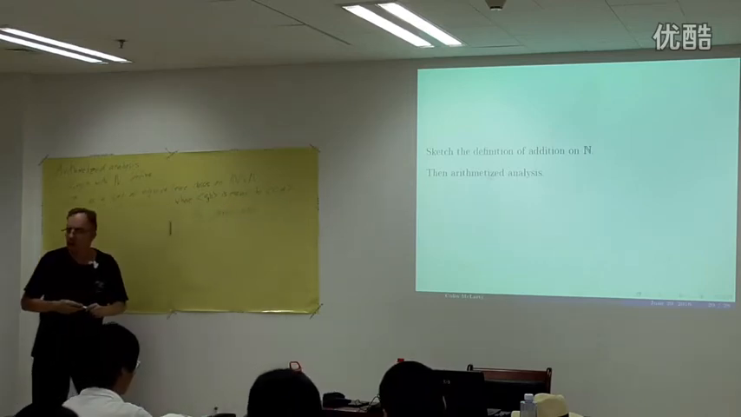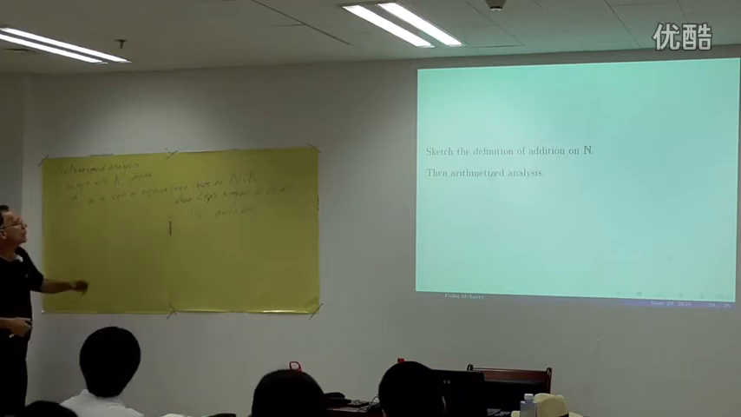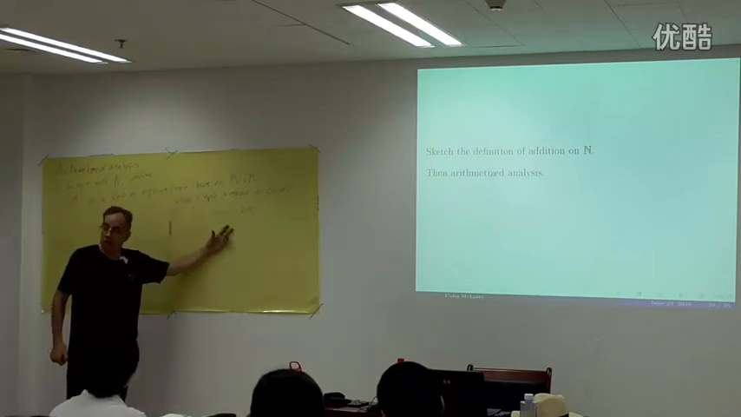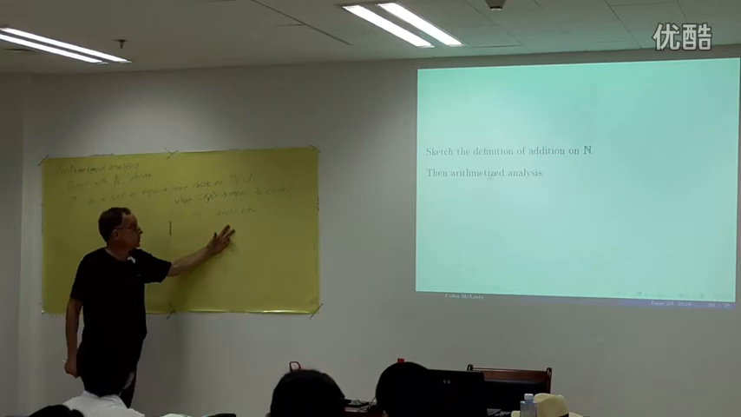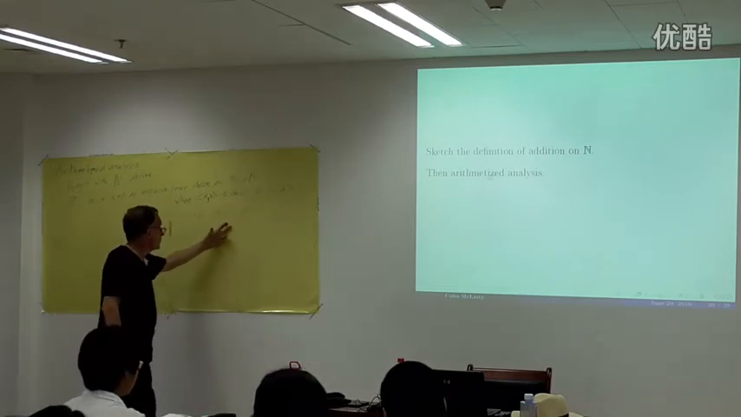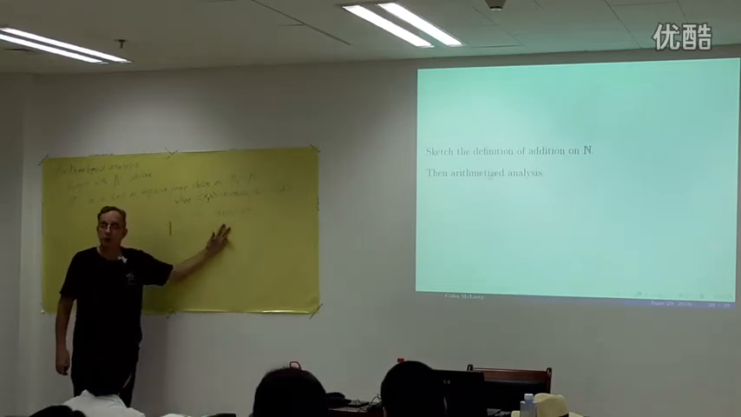People are familiar with this construction. The idea is we start with our set of natural numbers. We know what addition is on the natural numbers. We can take pairs of natural numbers. We can define this equivalence relation using just addition.